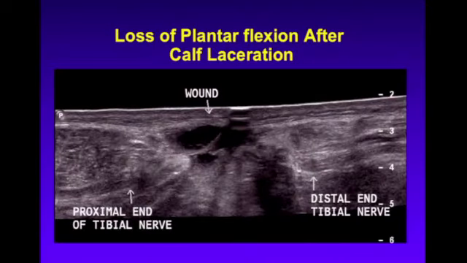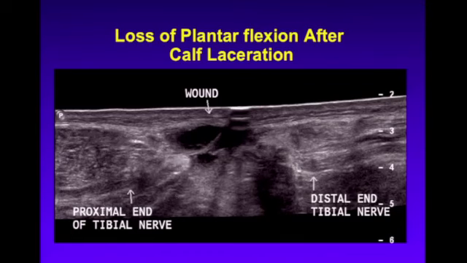This was a patient who had loss of plantar flexion after a calf laceration. And so there was a large wound here which was cutting right through the muscle. And the surgeons knew that. But what they really needed to know, though, is where was the nerve, because they were going to fix the muscle, but they did not know where the nerve was, how severely it was injured, where the edges of the nerve were. Here, ultrasound comes to the rescue because we can see the proximal end of the tibial nerve and the distal end of the tibial nerve, and we can measure exactly the distance between the two.